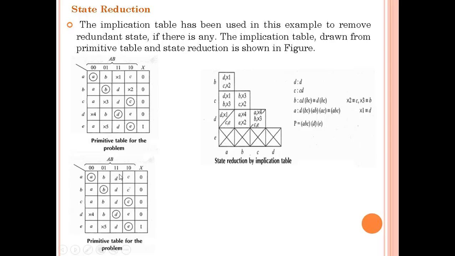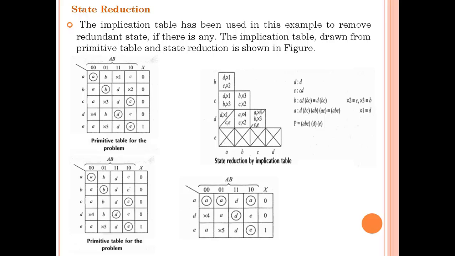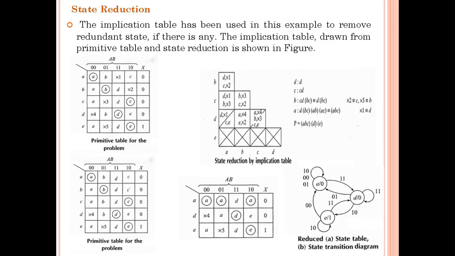This is how the new primitive table will look. Here A and C are equal, so they can be removed and we have this reduced table, and this is the state diagram for the reduced table.